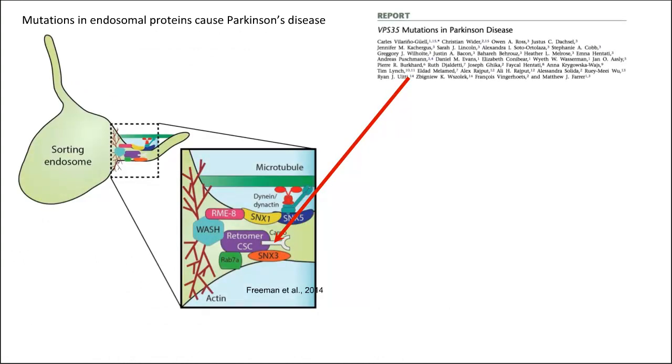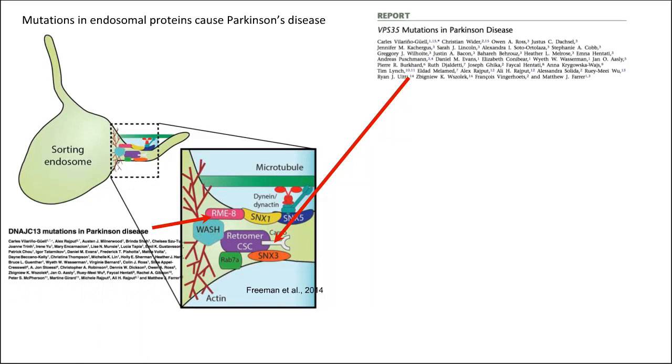As Emil said, we've previously published on VPS35, which is a constituent and a main subunit of the retromer complex. And if we take one of those single vesicles, which contains our neurotransmitter, and we further enhance just a particular subdomain of that vesicle, we can see that there are many proteins situated all together, and that we have VPS35, which is shown in purple here, is part of the retromer complex.